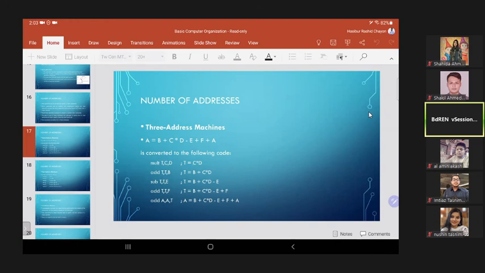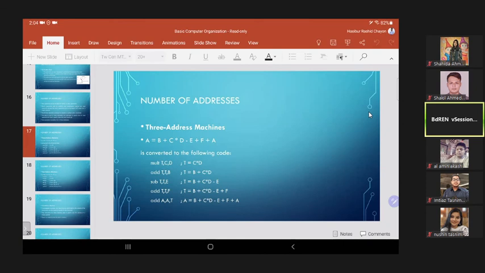Now the value of T is C multiplied by D. Next step, we have a positive B, so let's do the addition: T, comma, the value of T, which is now C multiplied by D, comma B. That means the new updated T is B plus C multiplied by D.